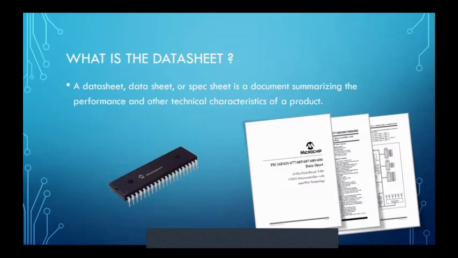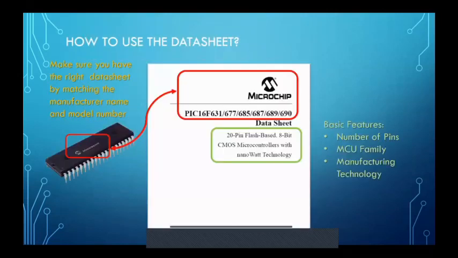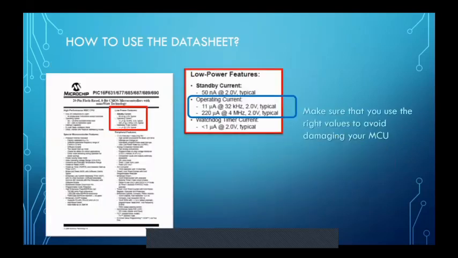Okay, to summarize again, what is the data sheet? The data sheet is a technical document which summarizes the performance and other technical information related to the product. And you can find the data sheet usually on the manufacturer website. On the front page of the data sheet, you will find the model number for which this data sheet is applicable, and you can find some basic features, number of pins, the microcontroller family, the manufacturing technology. So all this information you can find on the front page of the data sheet.